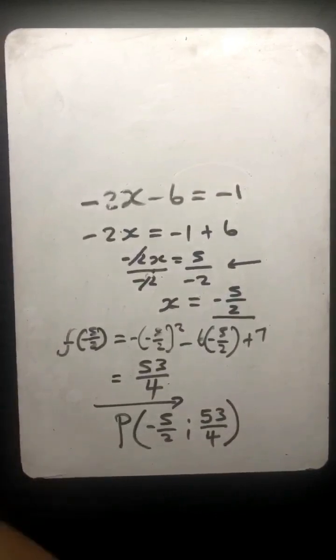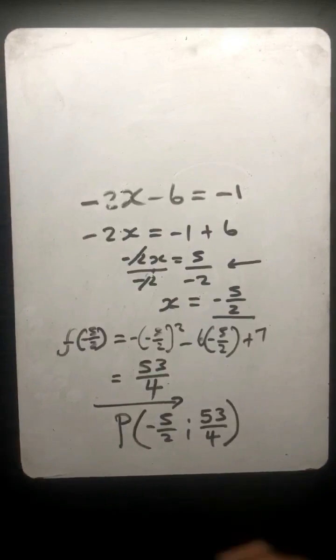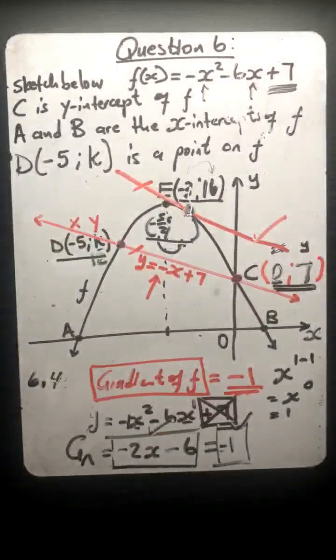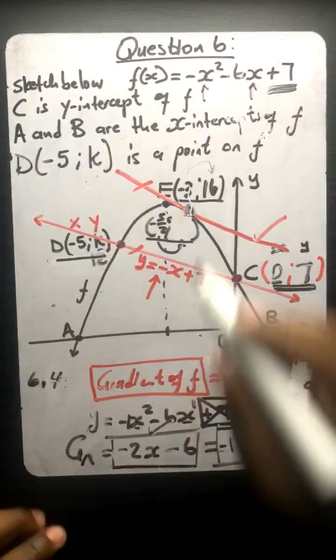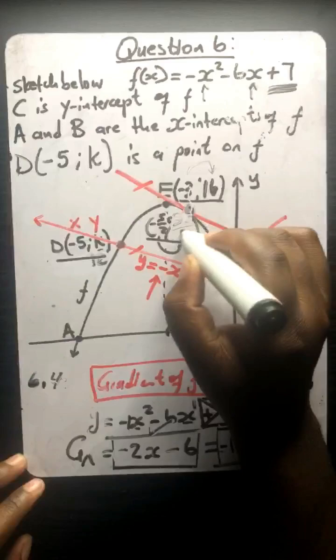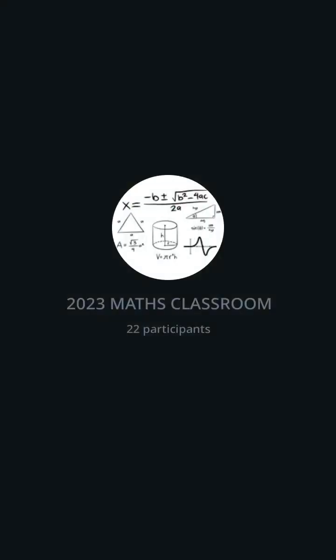Guys, it is that time where I will say, for now, we can leave it up to this point. In case there are follow-up questions based on that, we will cover those in our next lesson. So that means the corresponding y value is 53/4.